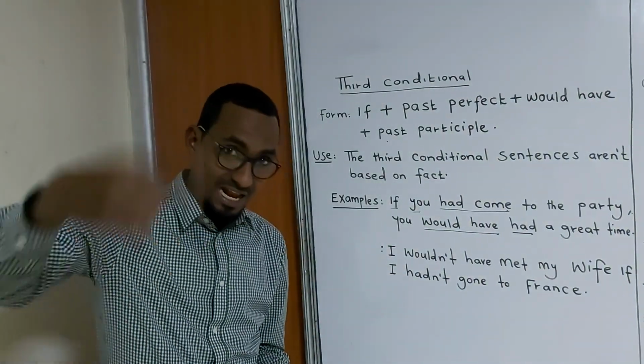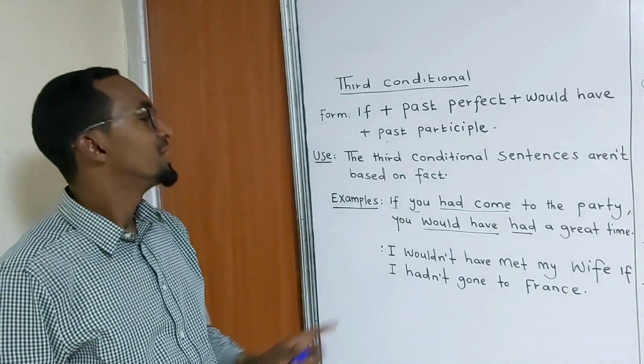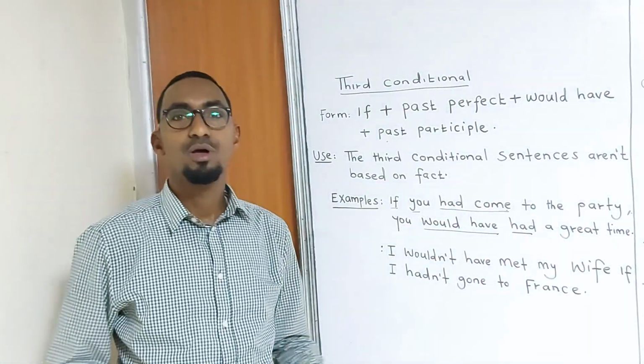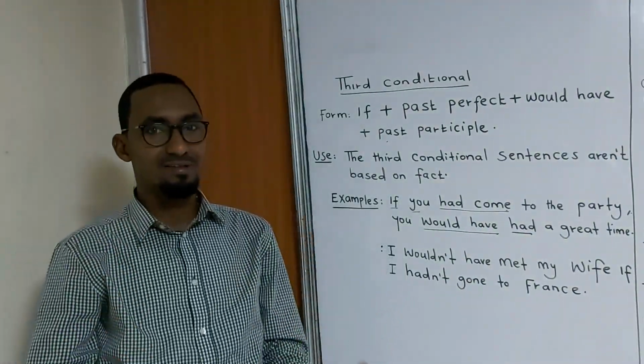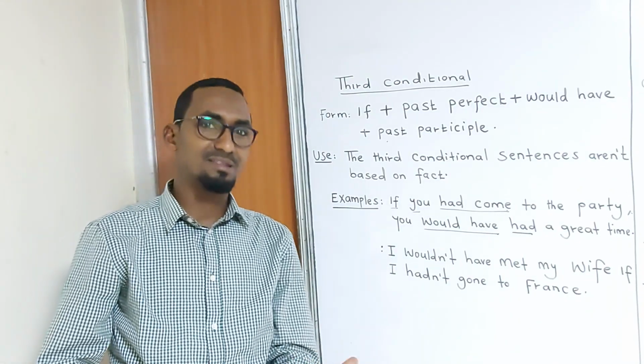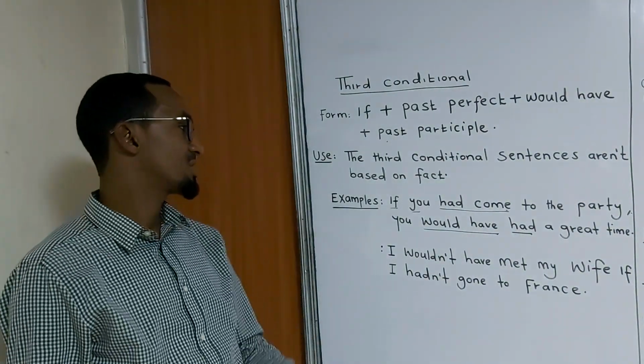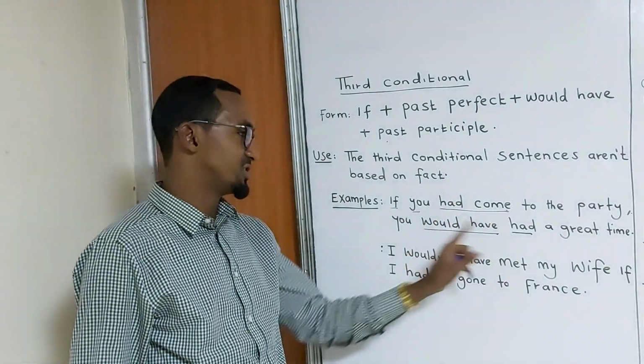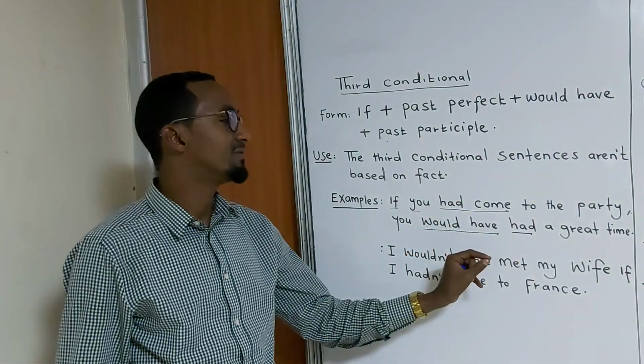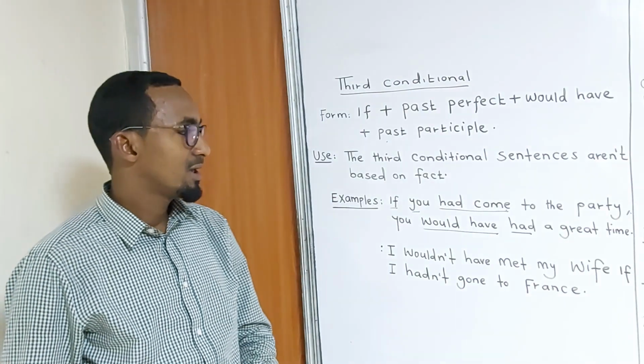Haddii aad imaan lahayd partiga, you would have had a great time. Waqti fiican ayaad qaadan lahayd. That means that you did not come to the party. That is called the third conditional sentence. If you had come to the party, comma, you would have had a great time.